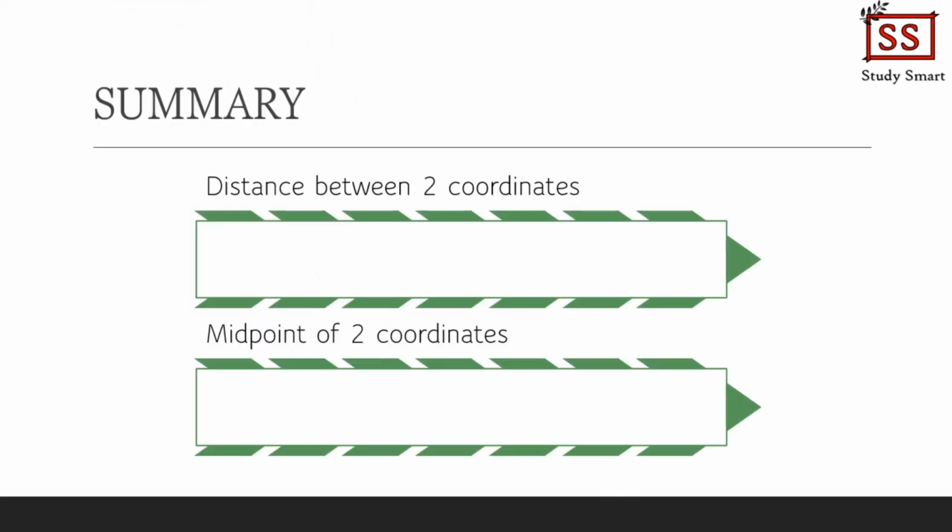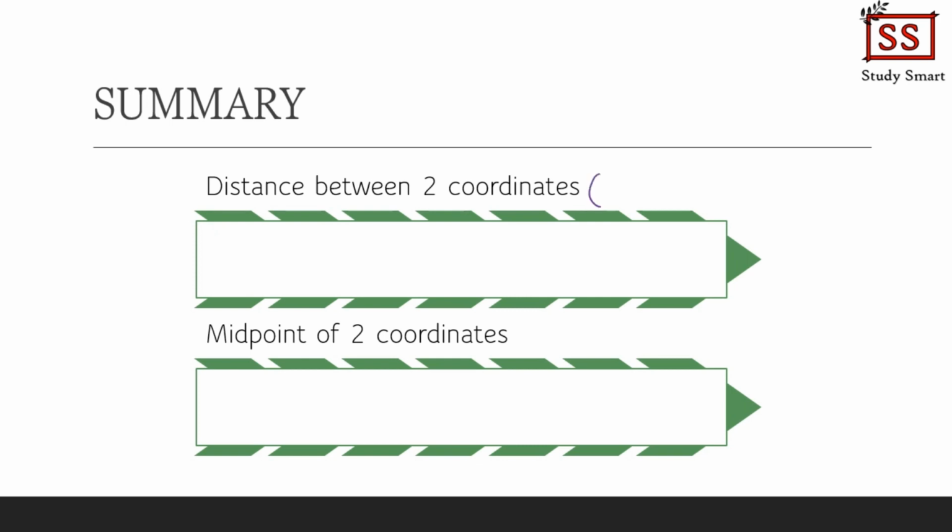Alright, let's see the formulas involved for chapter 7. Chapter 7 is quite easy, and the formulas involved in this chapter are only for the distance between two coordinates and also finding the midpoint of two coordinates. Before we go into detail about the formula, let's see what a coordinate is.